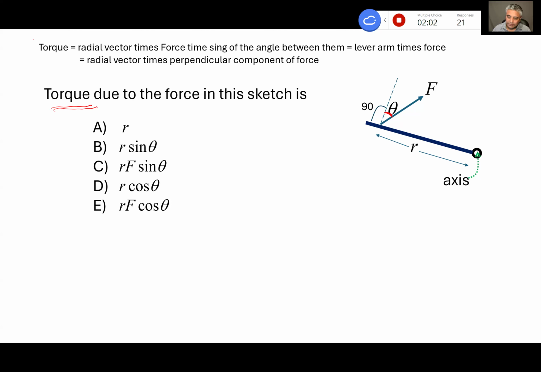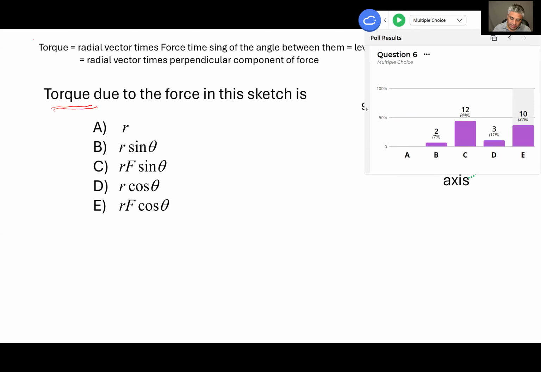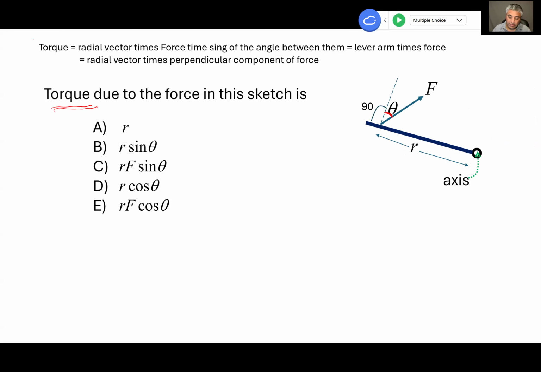30 more seconds. Five more seconds. 5, 4, 3, 2, 1, and it stops. Let's see what we got. We have C and E competing. So what's the difference? Sine versus cosine, right?